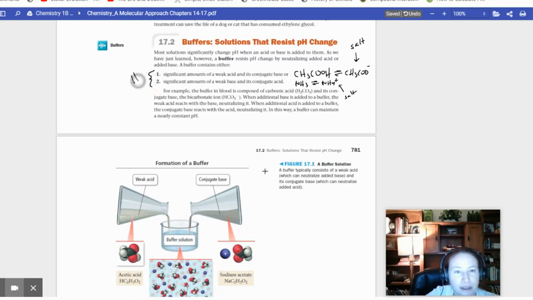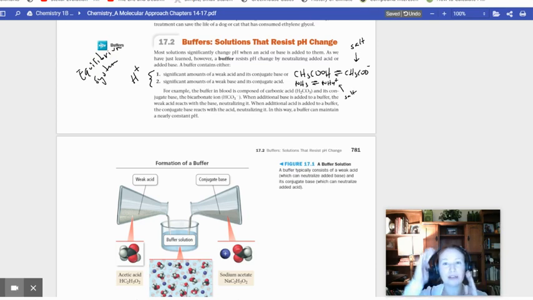So H plus being added to the right side would shift it to the left, or being added to the left would shift to the right. So it's an equilibrium system where the hydrogen can be either removed or added, and the system will adjust. That's Le Chatelier's principle. It's going to adjust to reestablish that equilibrium.